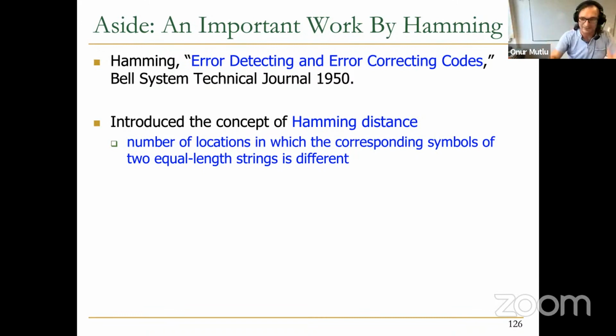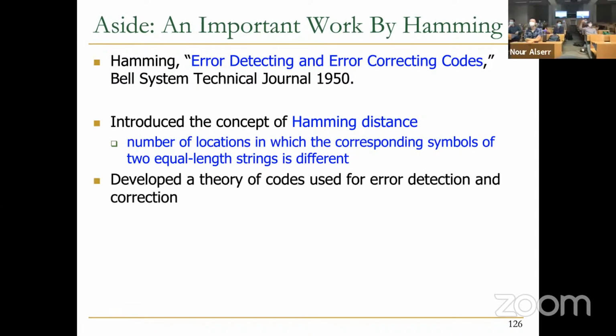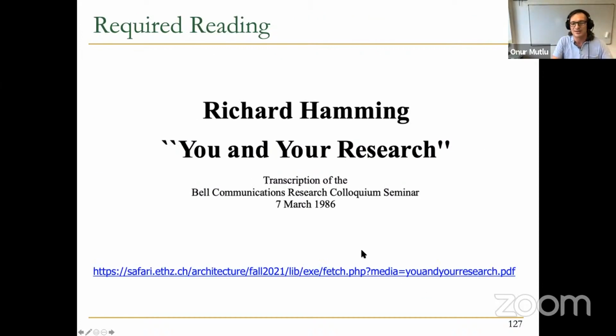Okay, I'll go back to over here. I hope that was easy to see. Was it okay? Okay, that's good. So based on this concept of Hamming distance, he developed a theory of codes that is used for error detection and correction. And this has had a lot of impact on the field. And Hamming, for this very reason, won the Turing Award, actually. So what you're reading is really a transcript of a talk given by someone who has made seminal contributions to the field. And he was also a very principled person. I will also mention that in a little bit. So this is what you're reading.